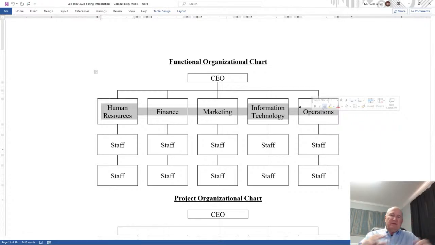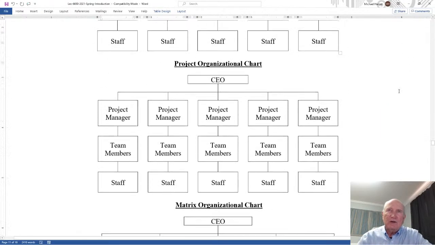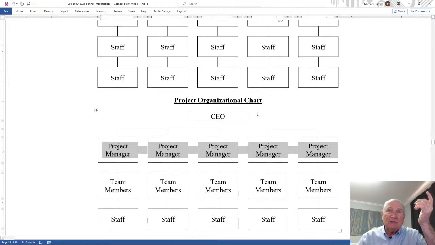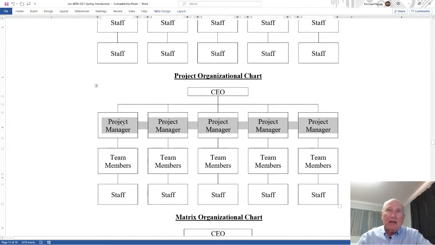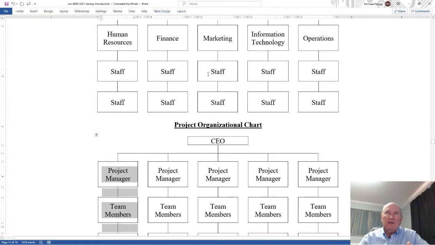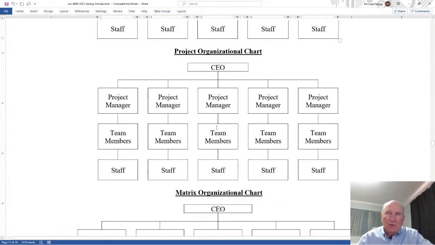But then let's go to the other end, a project organizational structure where we have project managers. So instead of line managers up here, we have project managers. Well, under a project manager, you'll have team members for the project, but you'll also have staff members. So where are the human resource management, finance management, marketing? Where are all the disciplines? Well, they're going to be embedded in the team members, and sometimes it's the staff or administration.